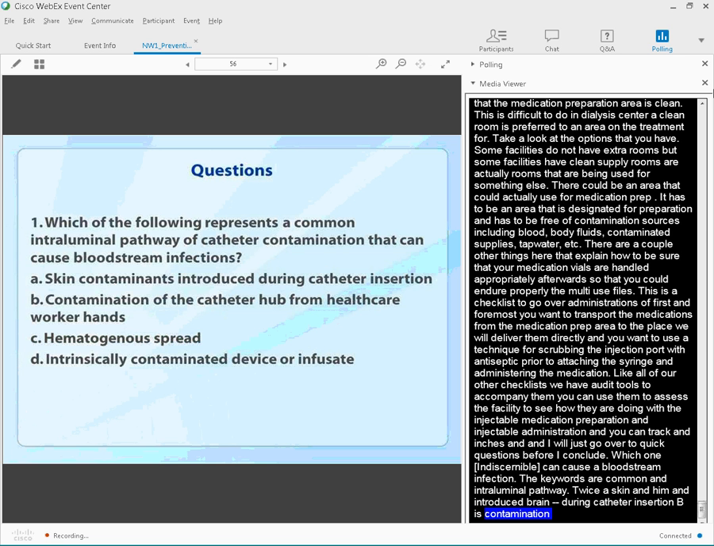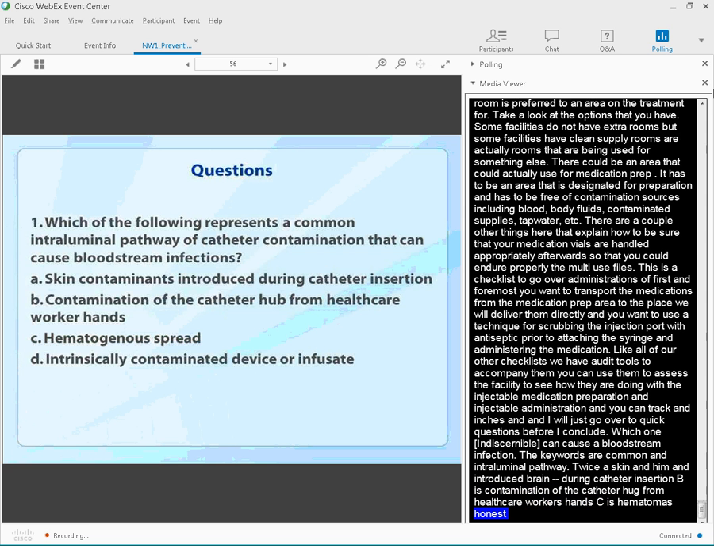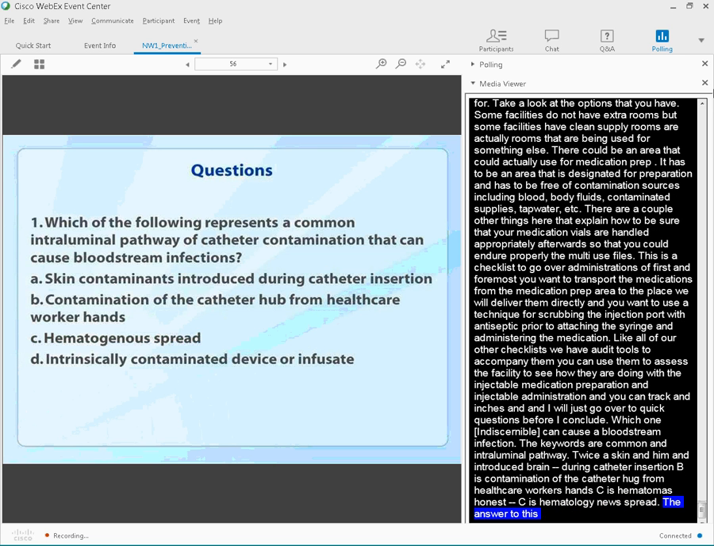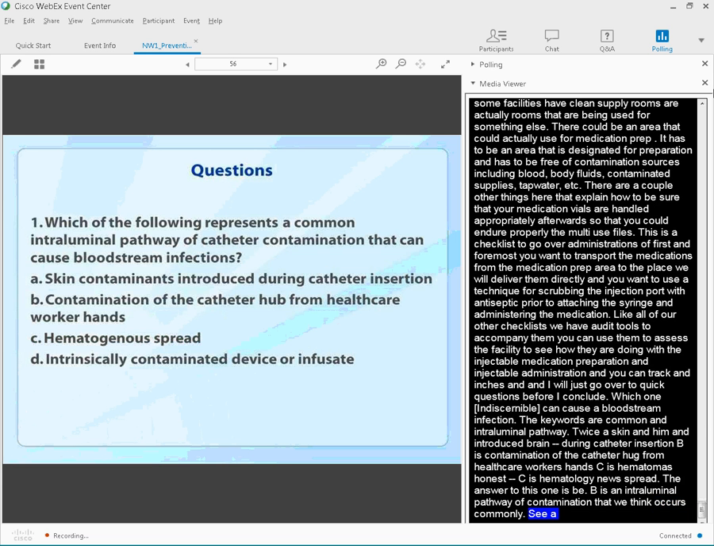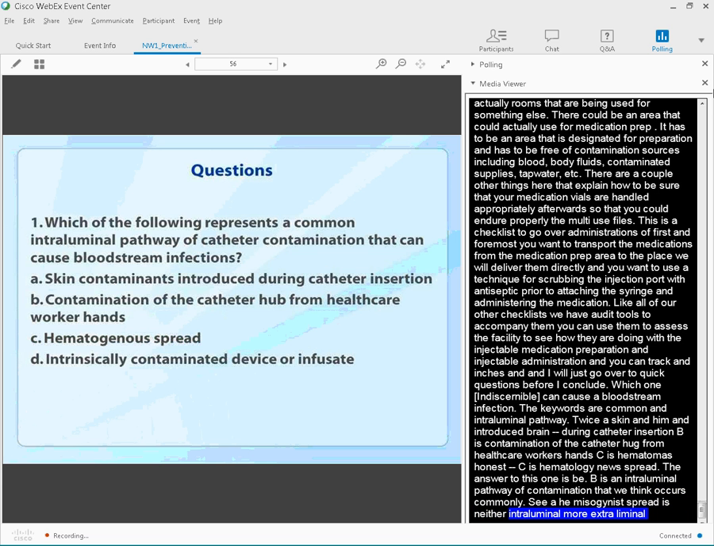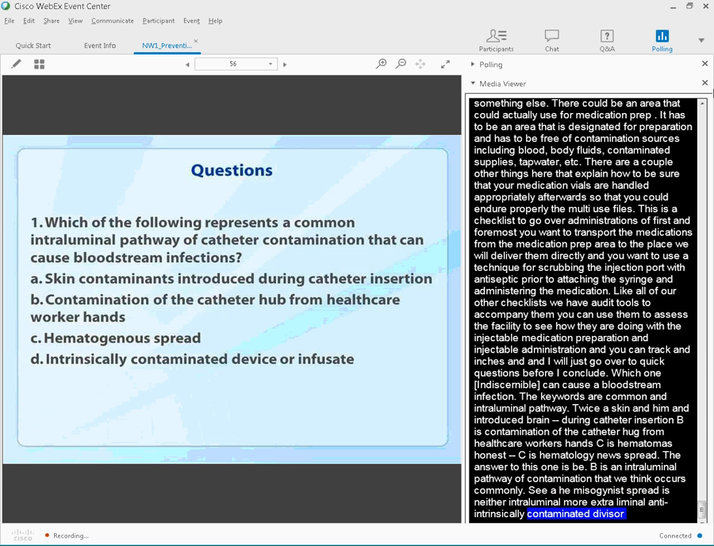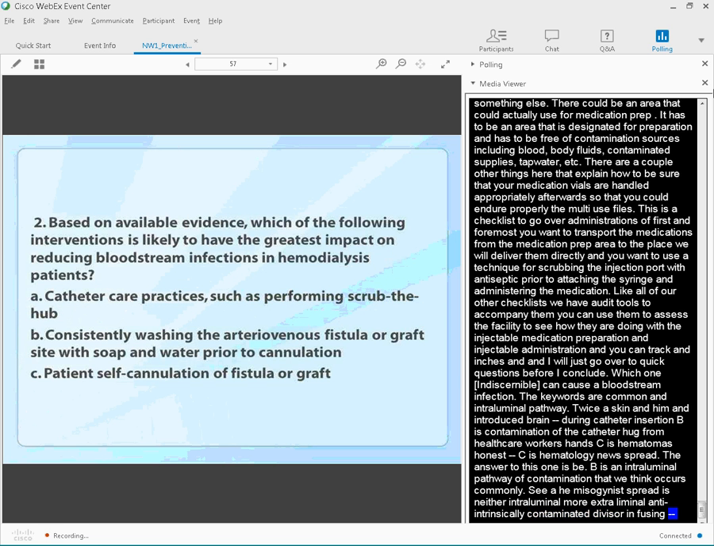And the answer to this question is B, contamination of the catheter hub from healthcare worker hands. So A, skin contaminants introduced during catheter insertion, is an extraluminal pathway. B is an intraluminal pathway contamination that we think occurs commonly. C, hematogenous spread, is neither intraluminal nor extraluminal. And D, intrinsically contaminated device or infusate, can be intraluminal, but is not thought to occur very commonly. This is typically pretty rare. So again, the answer to this one is B.